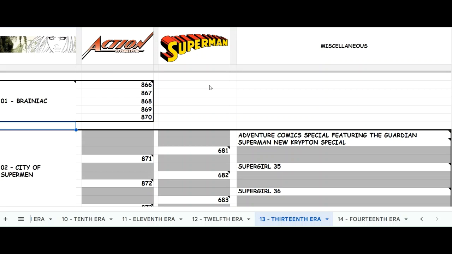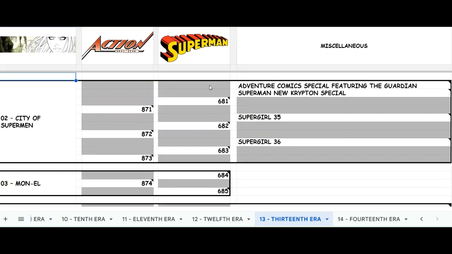What we then get into is the New Krypton arc for real, which starts off with what I've called the City of Superman arc. Now, before I dive into what these are, a couple of things that I need to point out. All these issues have distinct branding for different phases.